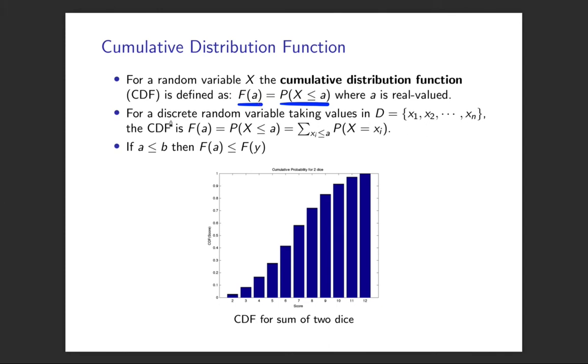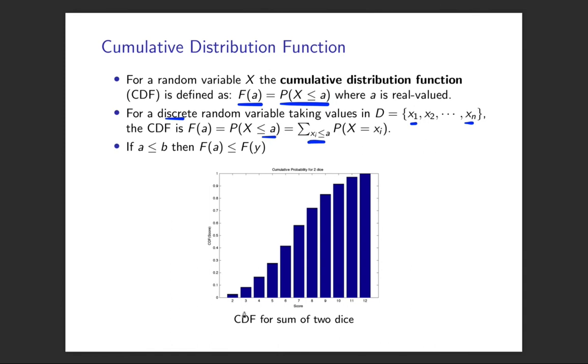But when it's a discrete random variable, the CDF only changes at the values x can take. So suppose we've got a random variable that takes values x1 through to xn. Then the probability that X is less than or equal to a, what you do is sum up over all the values of xi less than or equal to a.